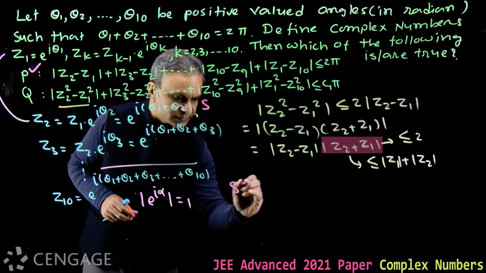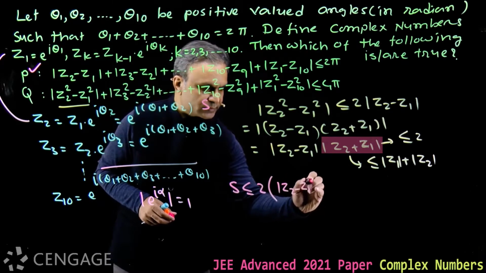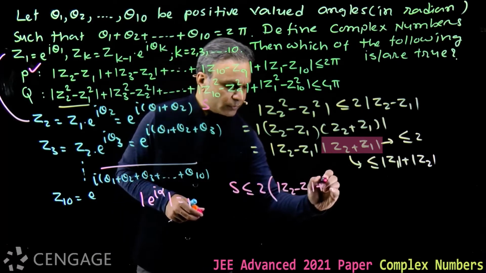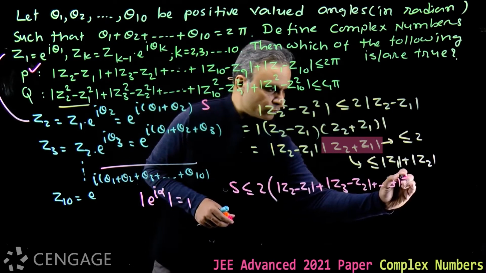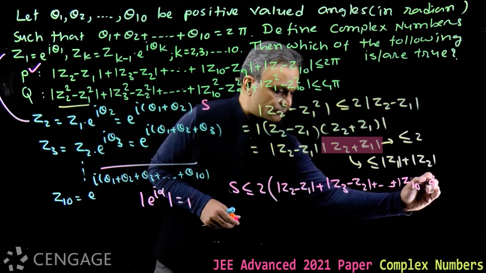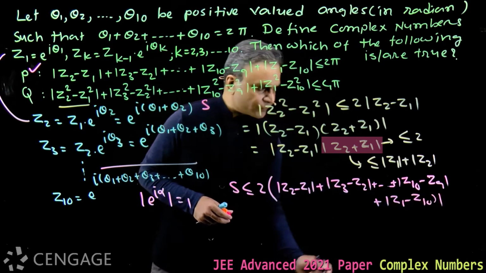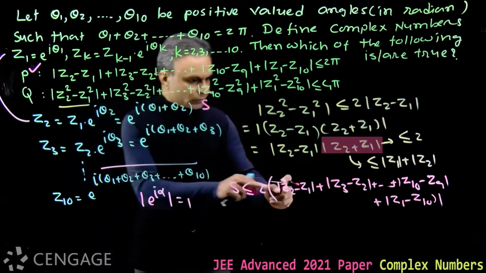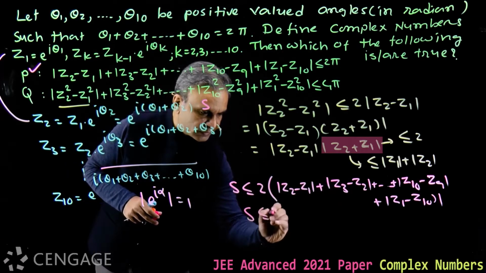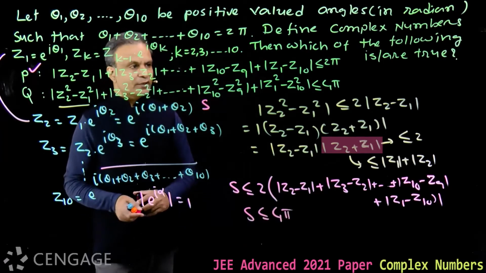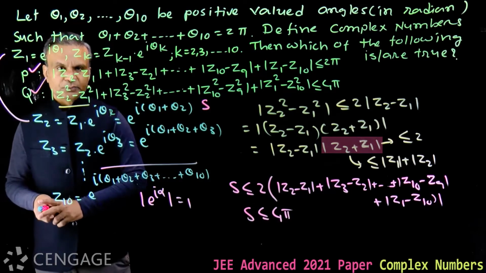less than or equal to, suppose this sum is S. So we get S less than or equal to 2 multiplied by, inside brackets, modulus of Z2 minus Z1 plus modulus of Z3 minus Z2 and so on up to modulus of Z10 minus Z9 plus modulus of Z1 minus Z10. And from statement P, this sum is less than or equal to 2 pi, so this will be less than or equal to 4 pi. So statement Q is also true. So both the statements are correct.